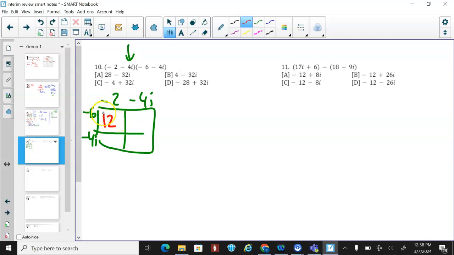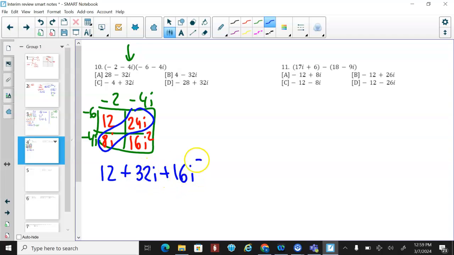This is positive 12. Negative 6 times negative 4, it's positive 24i. This is going to be positive 8i, and negative 4i times negative 4i, it's positive 16i squared. We're going to combine like terms. Of course, these things in the middle, we're combining them. 8i and 24i. So 12 plus 24i plus 8i is 32i. And then plus 16i squared.